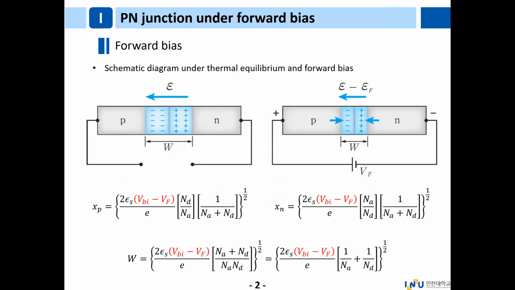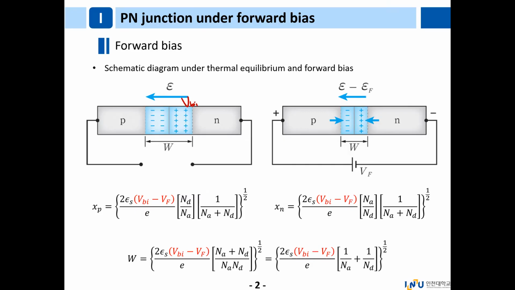A built-in potential VBI is formed in the depletion layer. So here will be VBI. So VBI is formed in the depletion layer of the p-n junction in thermal equilibrium.